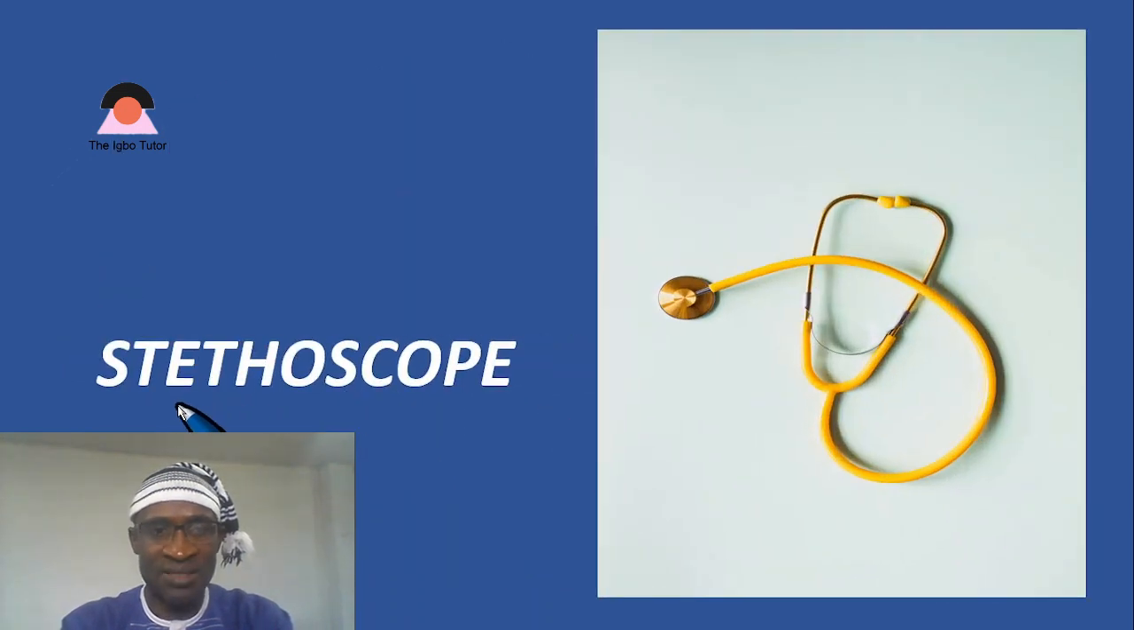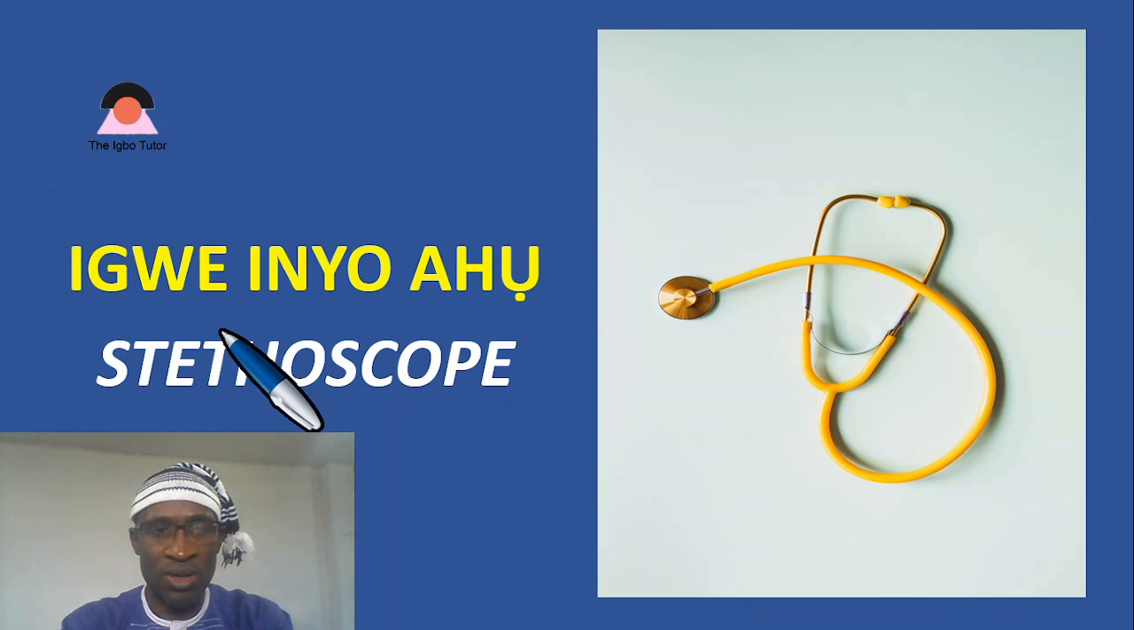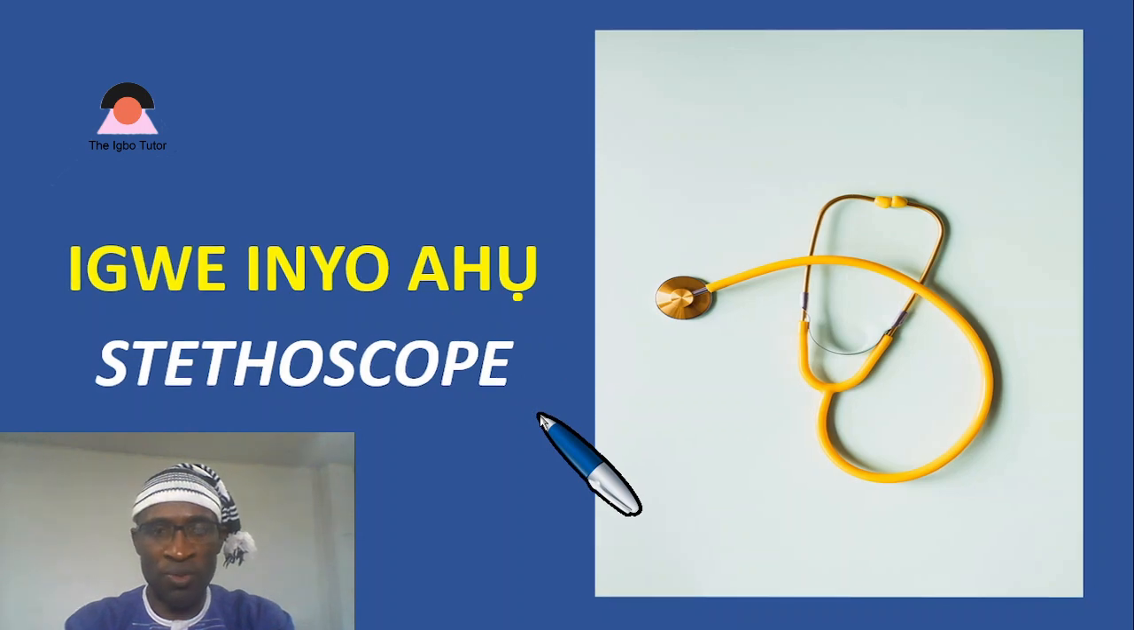And we have next stethoscope. What is that in Igbo language? We call it igwe inyo ahụ. Igwe meaning instrument or iron instrument. Then inyo is to look into. Ahụ is the body. So igwe inyo ahụ, instrument for looking into the body. Igwe inyo ahụ, stethoscope. We'll go on from here.